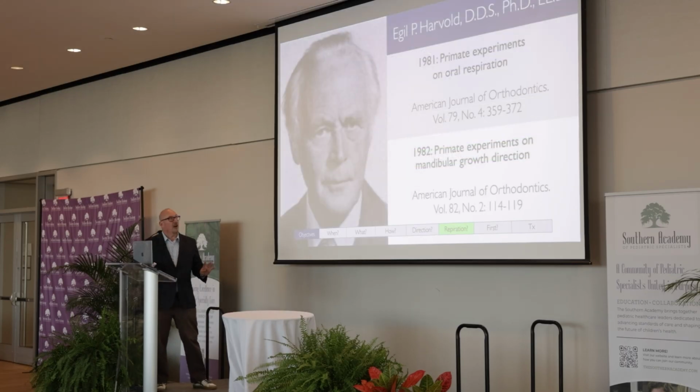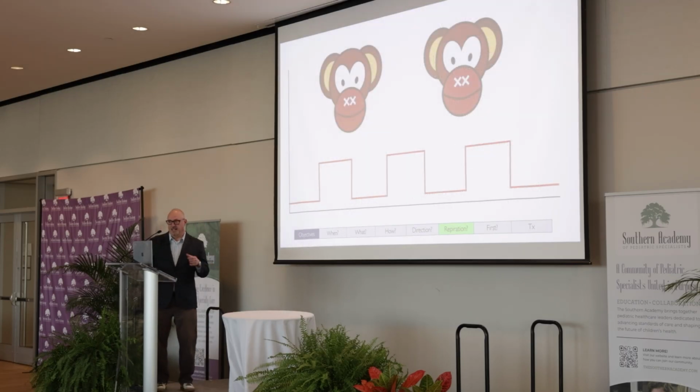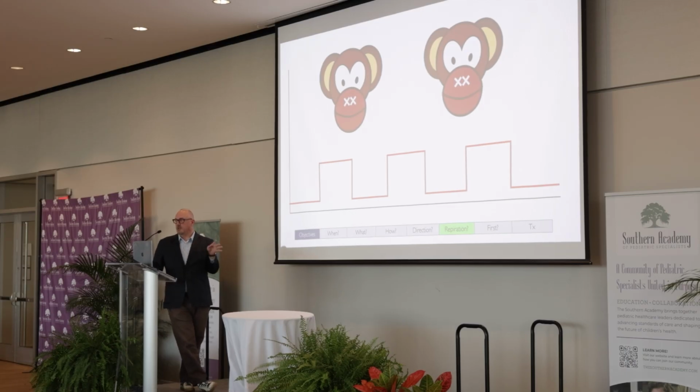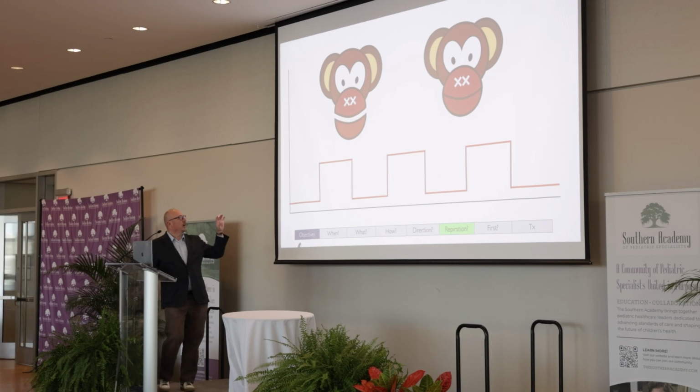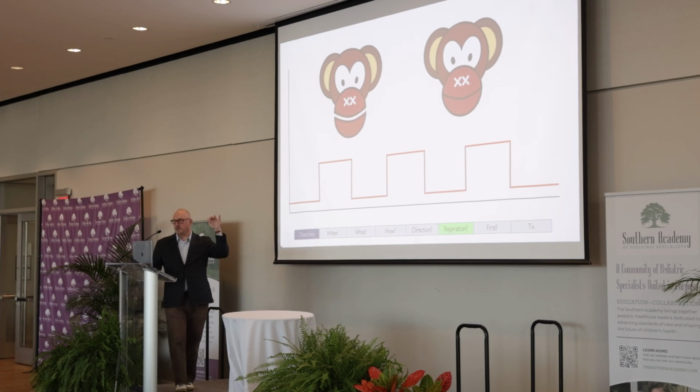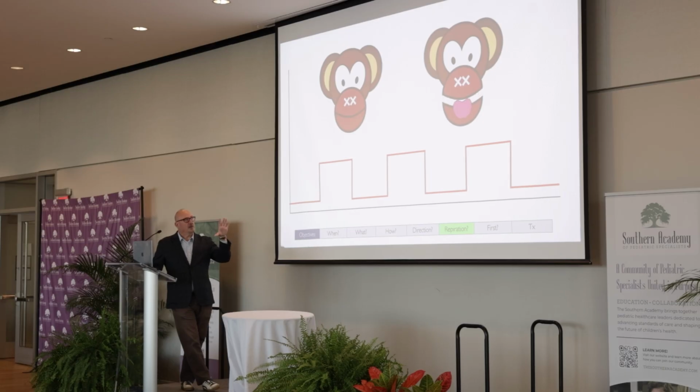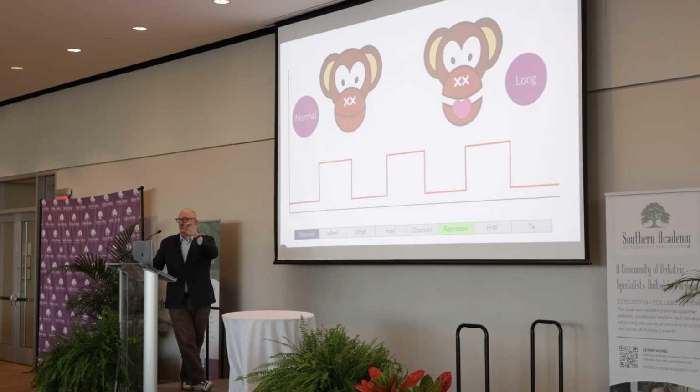So I love this one too. Harvold took monkeys and he would surgically close their nose, so they had to be mouth breathers. And then the monkeys did one of two things with their respirations. One group of monkeys would open and close with every respiration pattern. The other group of monkeys opened their mouth and stuck their tongue out and just stayed that way. Do you want to guess which ones grew funny or didn't grow funny? The open mouth, tongue forward posture led to long face growth patterns.